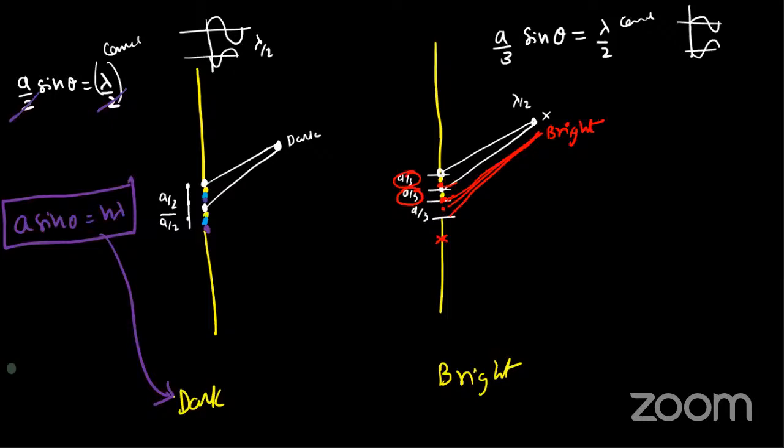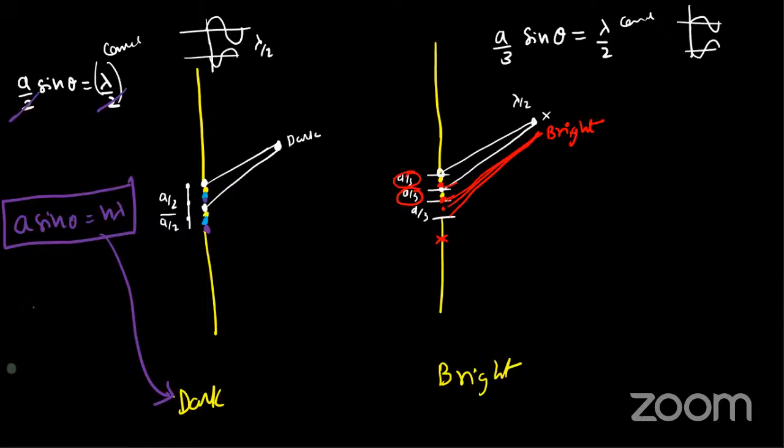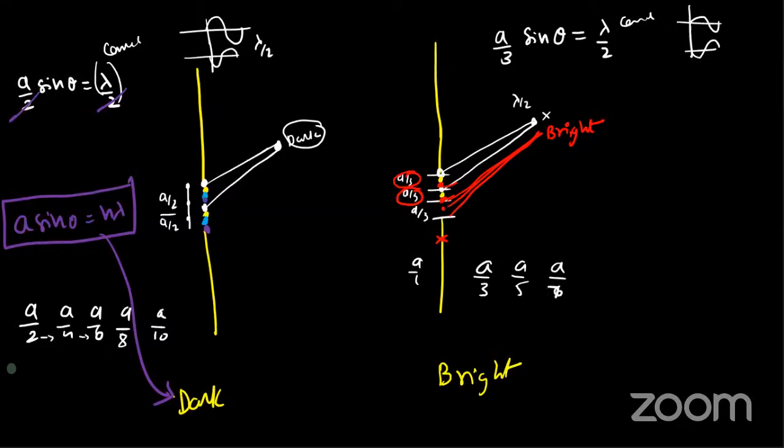And this proof can be done for any number of divisions, not just a by 2. You are free to consider a by 2, a by 4, a by 6, a by 8, a by 10. Whenever you choose even numbers in the denominator, you always get a dark fringe. And whenever you take the distance of a by 3, a by 1, a by 5, a by 7 or a by 9, you get bright fringes.